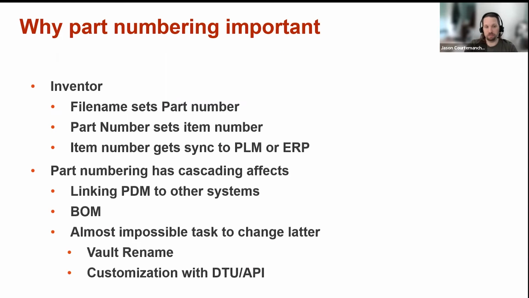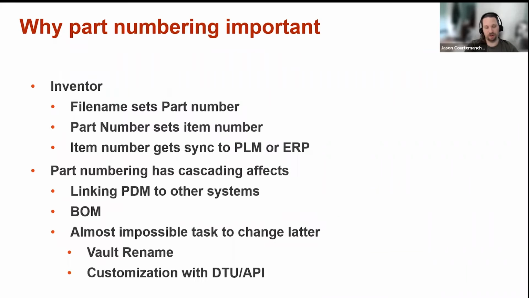In most scenarios, when you link Vault or PDM server to PLM or ERP, you usually sync the item. So you need a one-to-one relationship between the item numbers in Vault and the item numbers in PLM or ERP, which is simple if you're starting with a new PLM or a new ERP system. You can sync it all in one direction. You have a lot more flexibility.